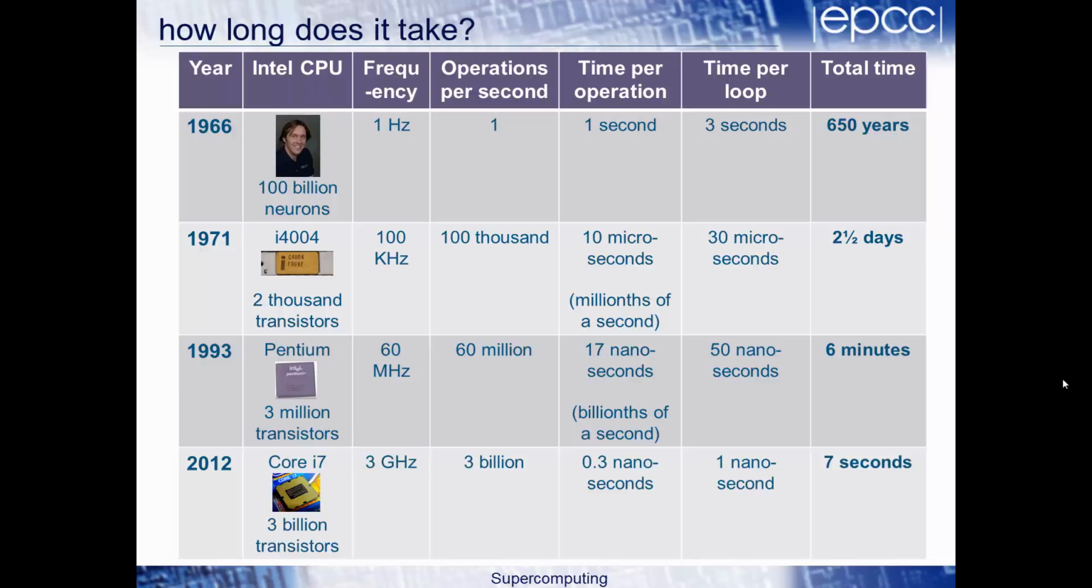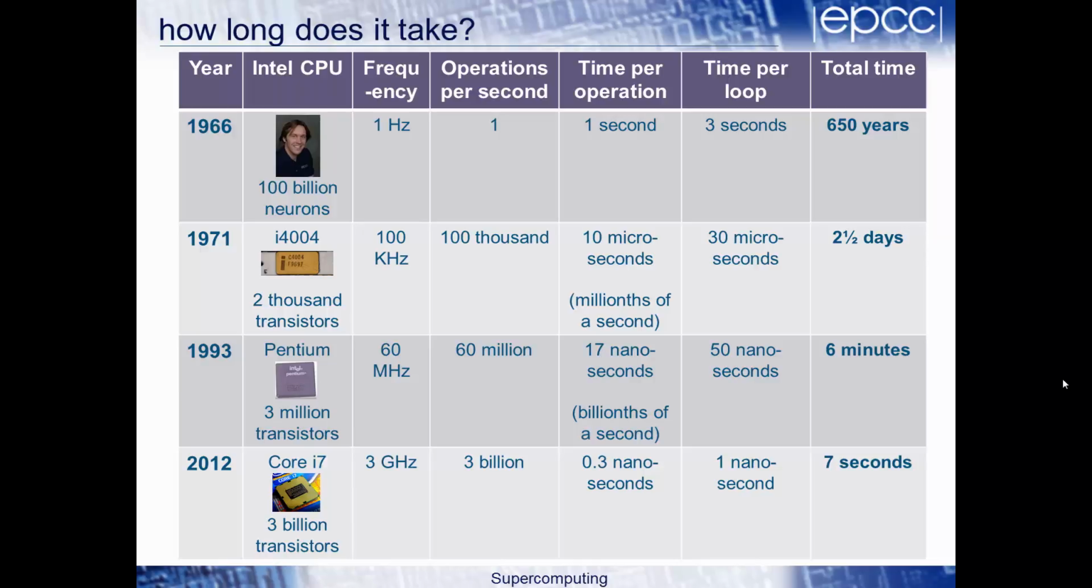So let's fast forward to 2012, another 2 decades, and Intel then released the Core i7 processor, which had 3 billion transistors, not 3 million, but 3 billion. It could operate at a frequency of 3 gigahertz, which is 3 billion operations per second. The time per operation is a third of a nanosecond. So each time that the Core i7 could issue an operation, light could only travel 10 centimeters. So you can see we're approaching some fairly fundamental physical limits here in how fast processors can go.